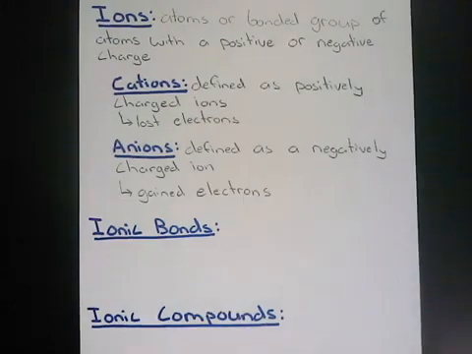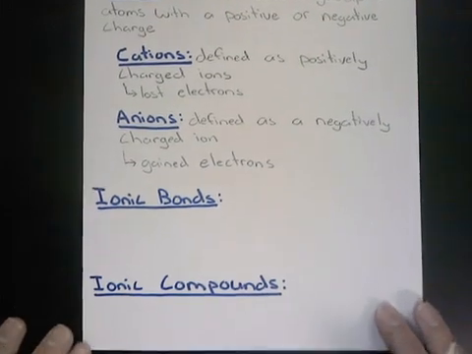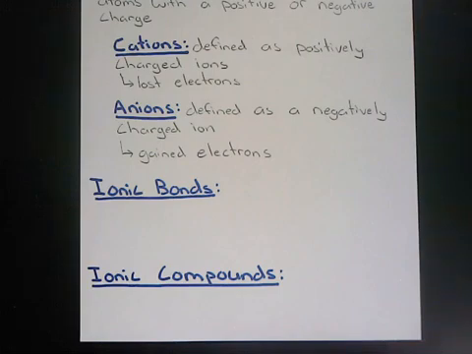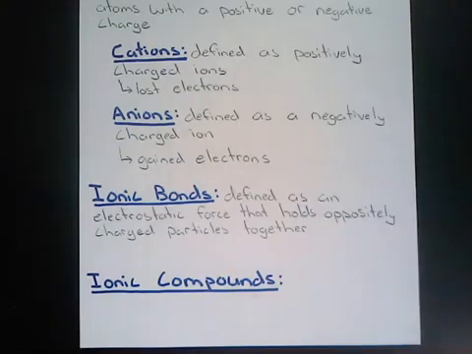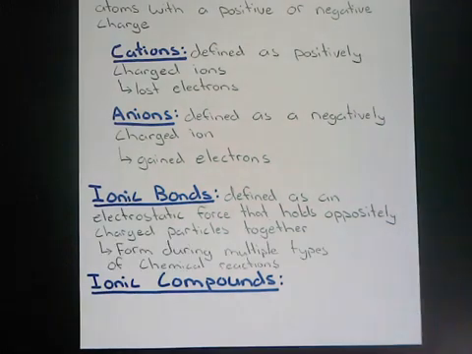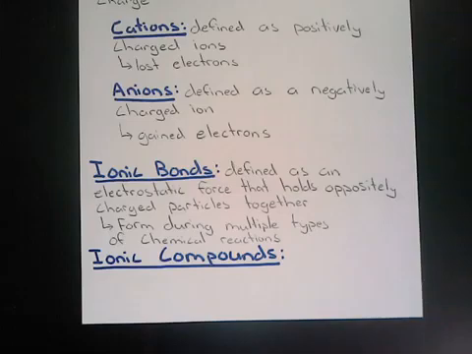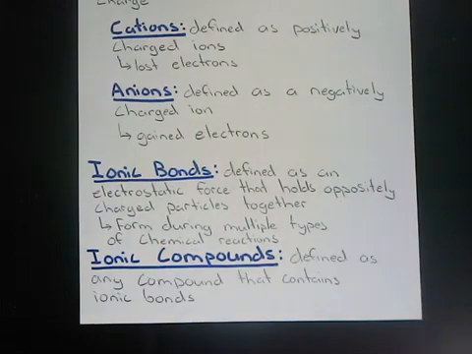With those things in mind, we can get into the definition of an ionic bond. An ionic bond is defined as an electrostatic force that holds oppositely charged particles together in an ionic compound. These ionic bonds form during multiple types of chemical reactions. Our last definition is an ionic compound, which is defined as any compound that contains ionic bonds. So the big takeaway: ions either gained or lost electrons and become positively or negatively charged. We classify those as cations or anions, and the ionic bond forms during a chemical reaction, and as a result, we produce an ionic compound.